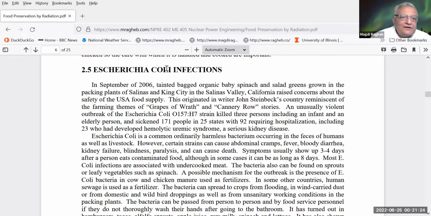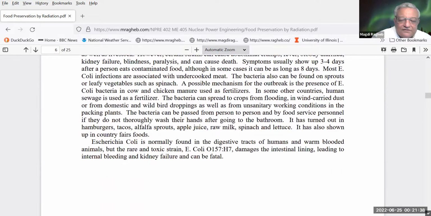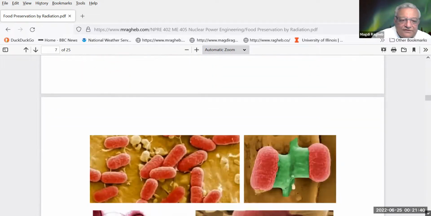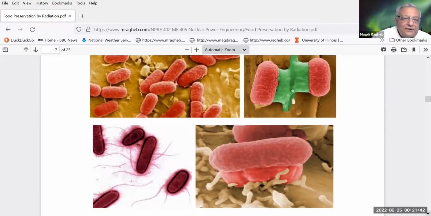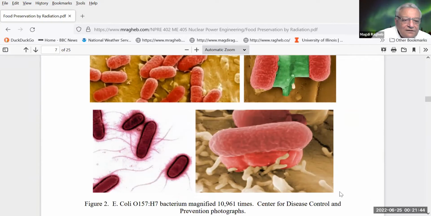The Escherichia coli infections, abbreviated as E. coli, can cause cramps, fever, bloody diarrhea, kidney failure, blindness even, paralysis, and can cause death. It can be very serious. This is a scanning electron micrograph of those Escherichia coli. It is not pie in the sky, it's real. It's there in the food.